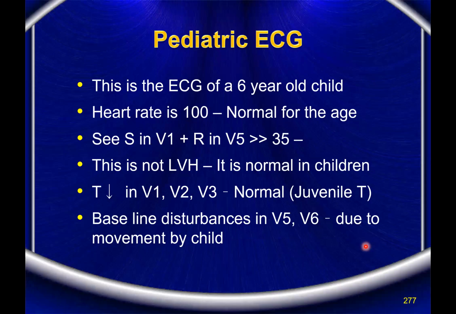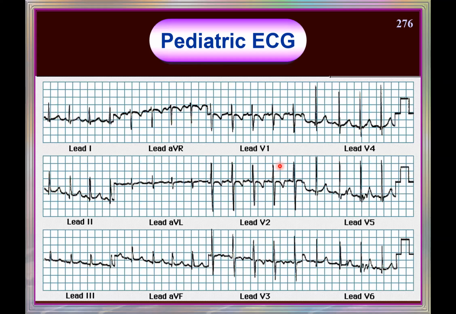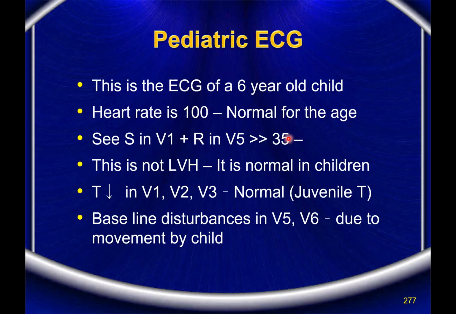Okay, now this is the ECG of a 6-year-old child. Heart rate is 100, normal for that age. S waves in V1 plus R wave in V5 is more than 35: 1, 2, 3, nearing 4, 20, 20 plus 10, 15, maybe 35. If that is the case in an adult, it is LVH. But here, it is not LVH. It is normal in children.